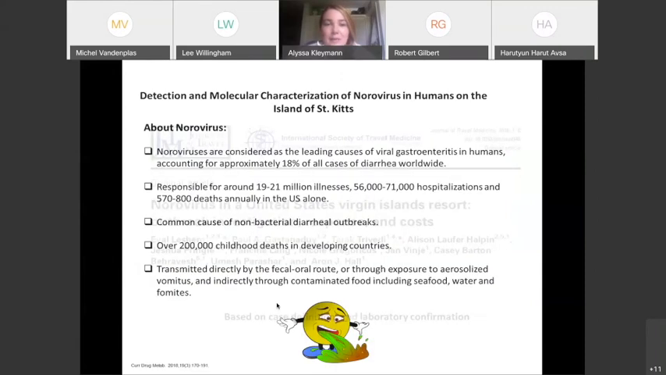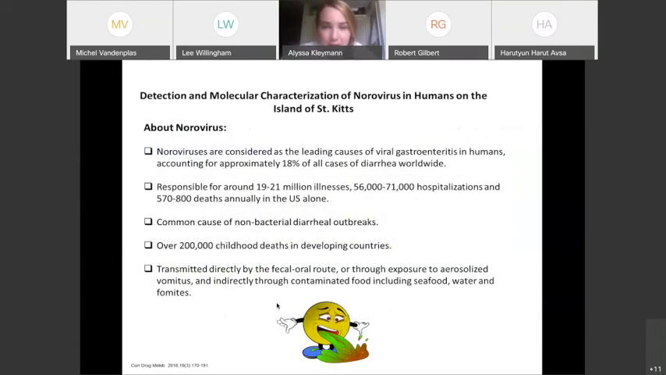So, since I will be speaking about norovirus for the first 2 cases, I want to introduce you to this virus. It is considered the leading cause of viral gastroenteritis in humans, and it is responsible for millions of illnesses and thousands of hospitalizations and deaths in the US alone. It is a common cause of non-bacterial diarrheal outbreaks, and it can be transmitted directly by the fecal-oral route or through exposure to aerosolized vomitus and through contaminated food, including seafood, water, and fomites.